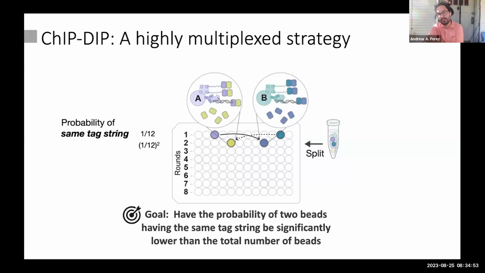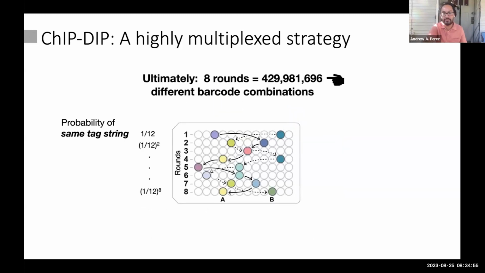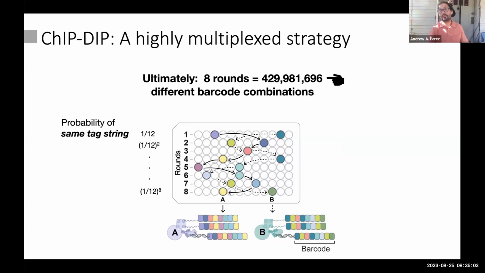If we do this iteratively, let's say for 8 rounds of 12-fold barcoding, we can get up to 430 million different barcode combinations. And this is enough to resolve 430 million different beads in theory. So in the end, we get something that looks like this, where we have bead A with oligo A and chromatin A with the same barcode string. And this is a different barcode string than another bead in the pool. So now using this barcode string, we can link the oligo to the chromatin.